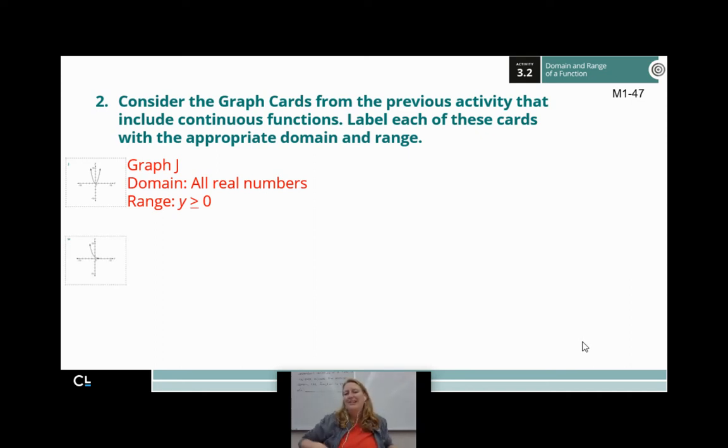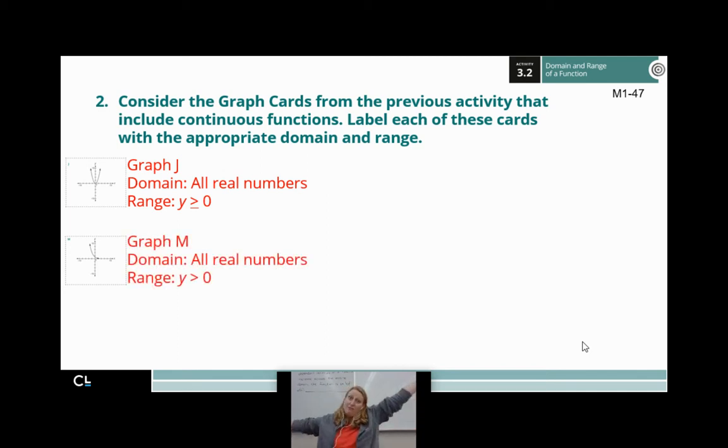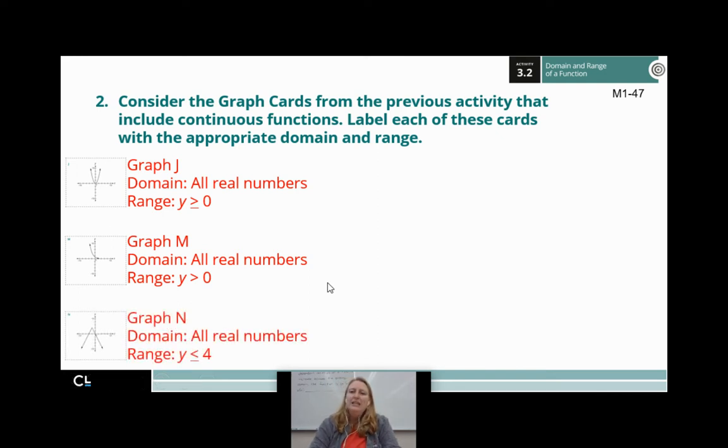Hopefully you're seeing the patterns here and you're figuring this out. For graph M, as in, I don't know, M as in marvelous. It's going forever and ever, left and right, but it's bottoming out there at 0. So my domain is all real numbers and my range is y is greater than 0. For graph N, again, it's that down forever thing. That's how it goes. So you know the drill now. Your domain is all real numbers. Your range is y is less than or equal to 4.